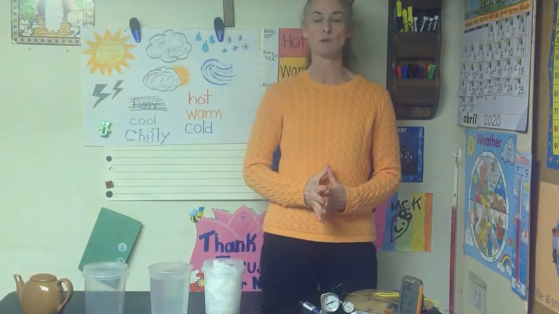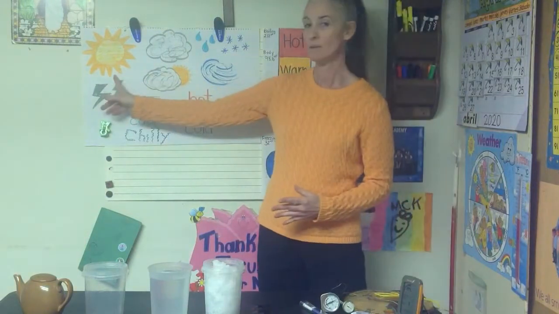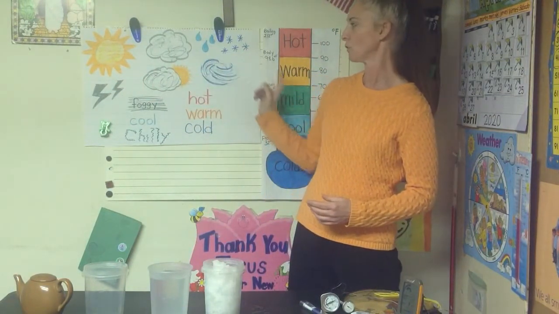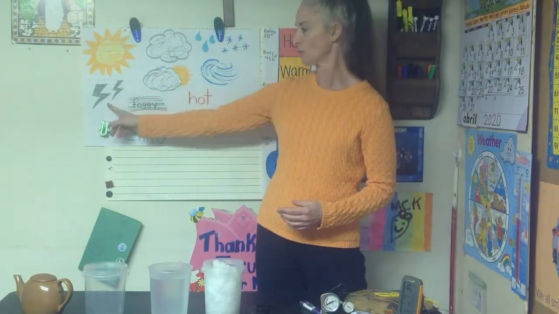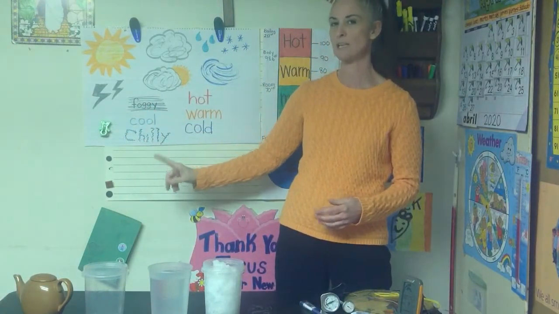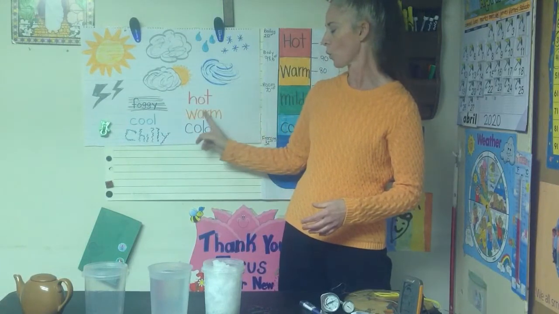So yesterday we started talking about weather and we named some different types of weather: sunny, cloudy, rainy, snowy, windy, partly cloudy, thunderstorms, foggy. And then we also talked about words that tell us how it feels outside, like cool, or chilly, or cold, or warm, or hot. That's a very important part of knowing the weather, right? So we know how to dress.